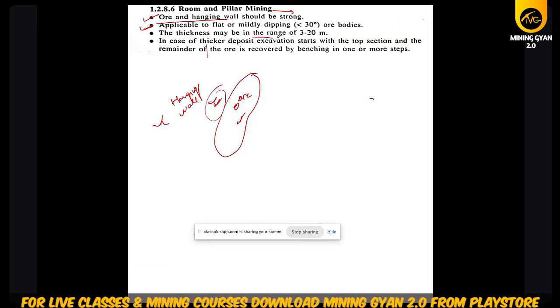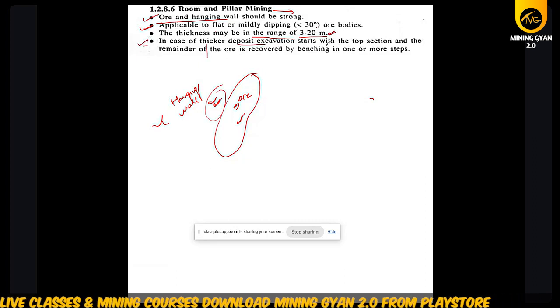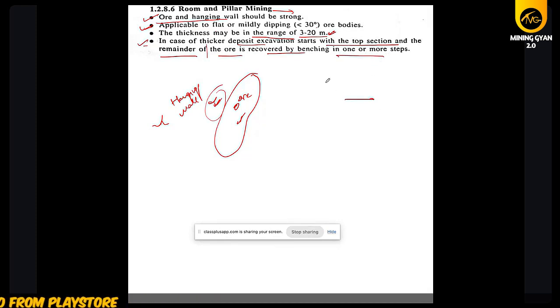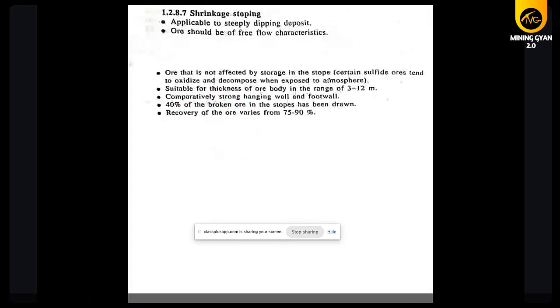Thickness may be in the range of 3 to 20 meter. In case of thicker deposit, excavation starts with the top section and the remainder of the ore is recovered by the bench in one or more sections, similar to the board and pillar.